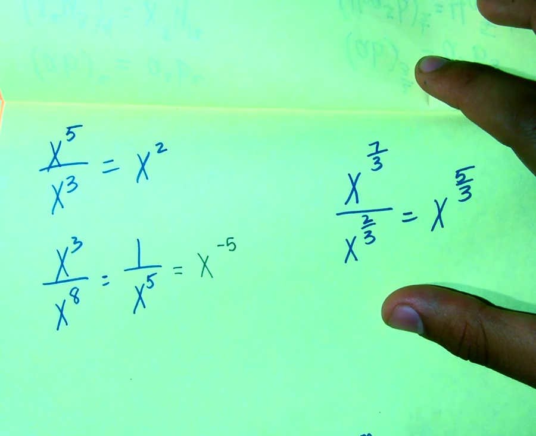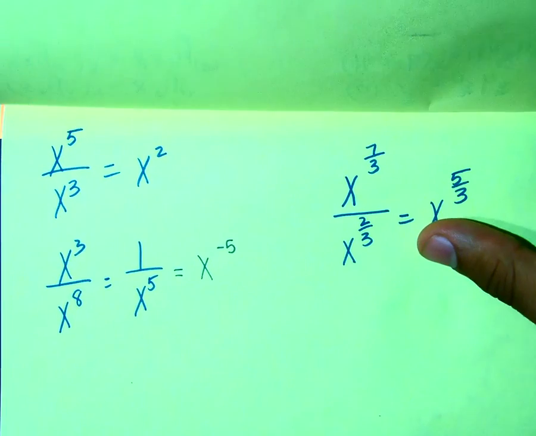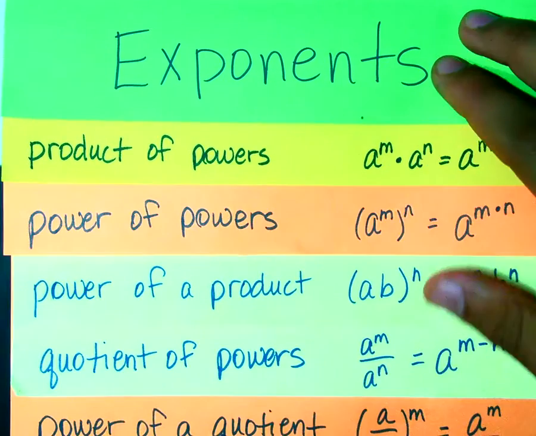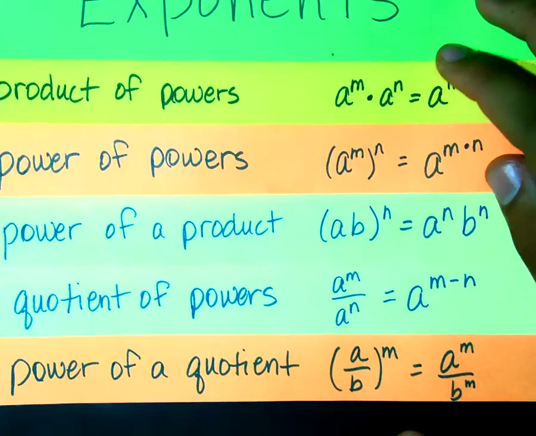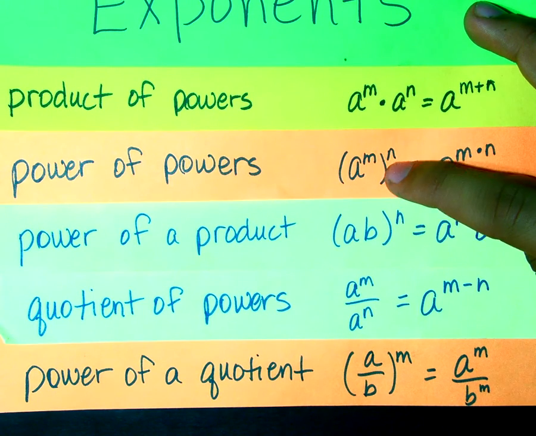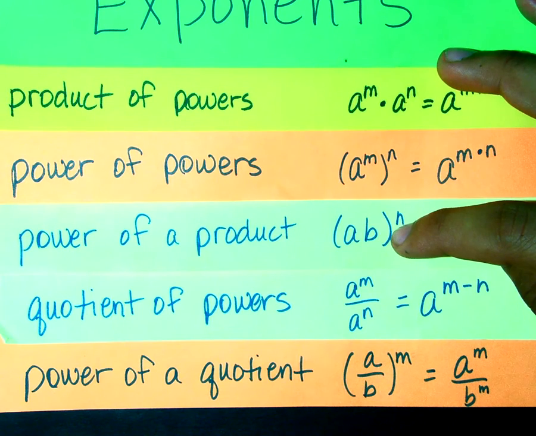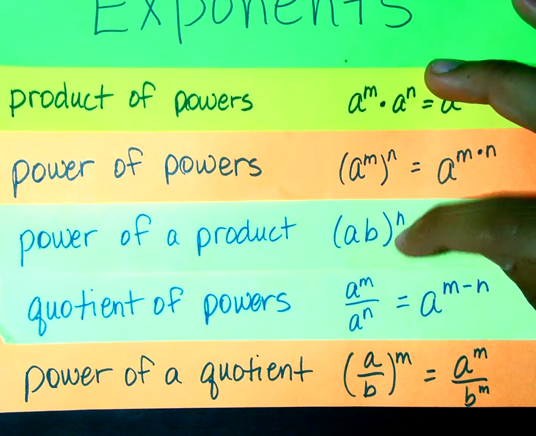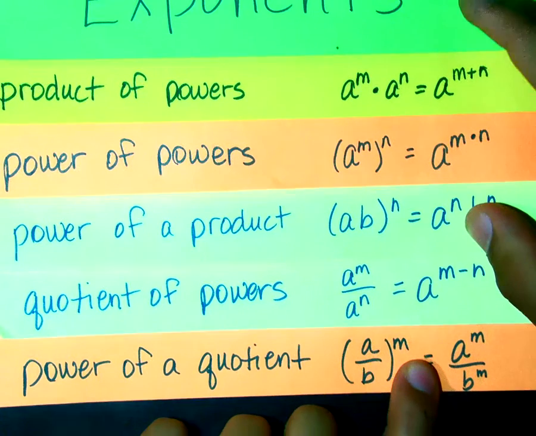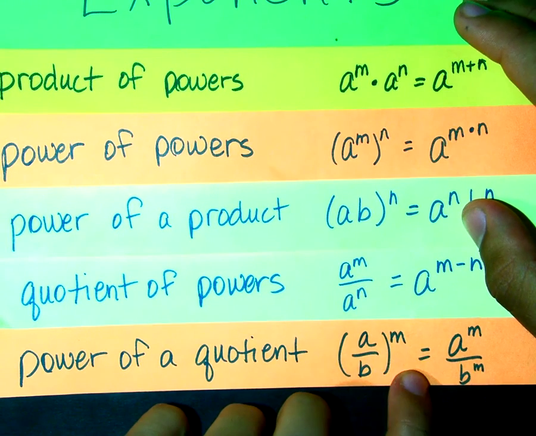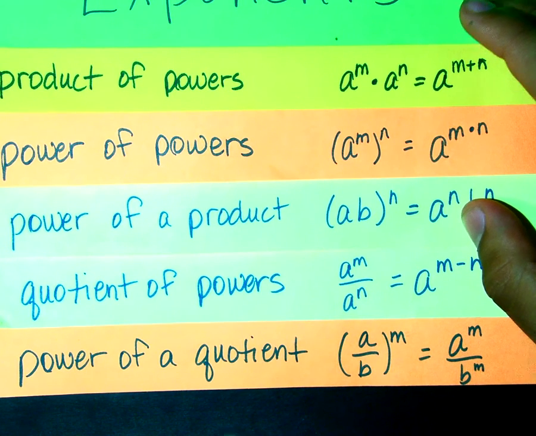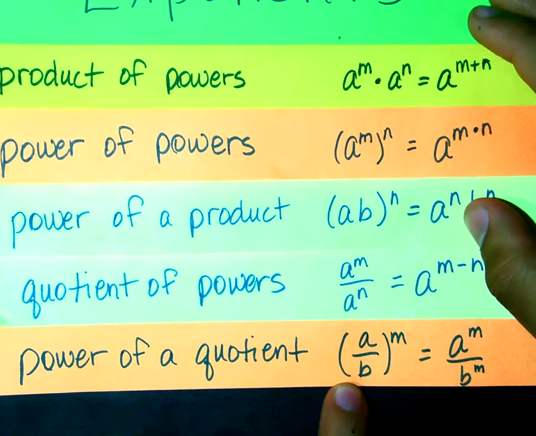You guys ready? Okay. So that was the quotient of powers. Next is the power of a quotient. Like when we had the power of a product, when we were multiplying, we could distribute the power. Same thing with division. When we're dividing, we can distribute the power. So we have a divided by b to the m. We can write that as a to the m divided by b to the m. The only time we can distribute an exponent is when we're multiplying or dividing.